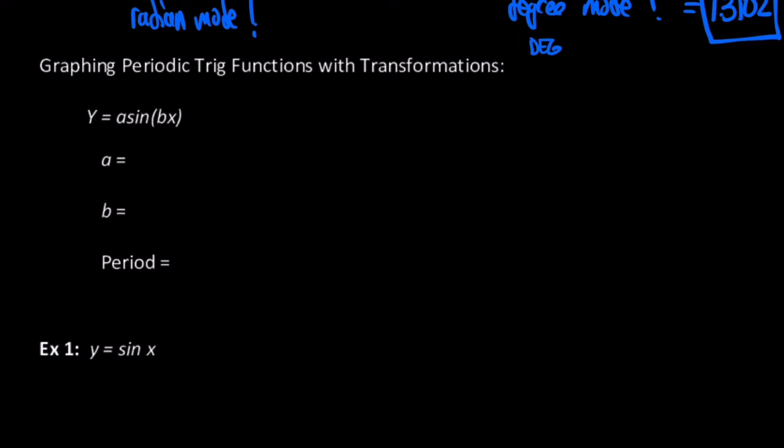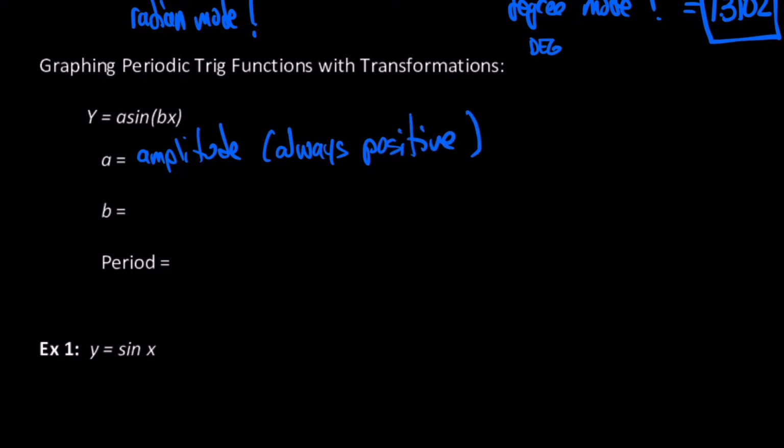If I give you this general form equation, y equals a sine bx, A stands for amplitude. And that is the distance from the center to the crest, or the center to the trough. So from the middle to the high point or middle to the low point. And remember, amplitude is always positive. You might see a negative in front of your trig function. That doesn't mean the amplitude is negative. That just means we're doing a reflection in the x-axis. So amplitude is a distance.